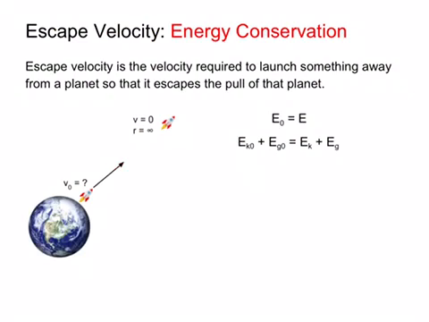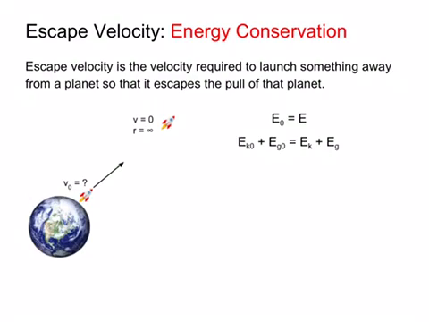Escape velocity, on the other hand, is the velocity required to launch something away from the planet so that it escapes the pull of that planet. Initially, let's say that the initial distance from the center of the planet is just r, while the final conditions require that we are infinitely far away and we have just enough velocity to escape. So we don't want any extra velocity, and we just want to make sure that we just get away from the pull of the planet.